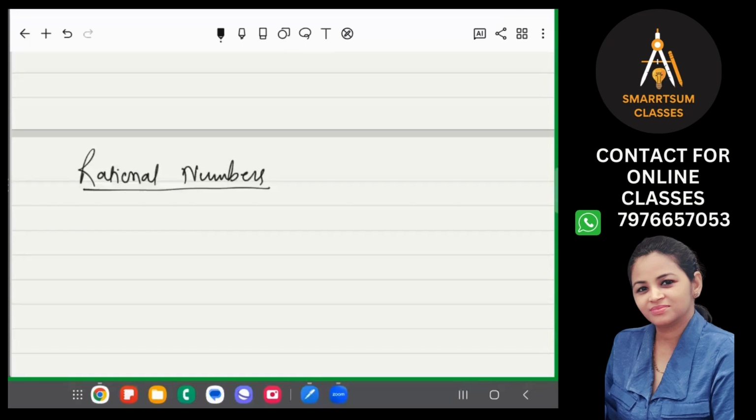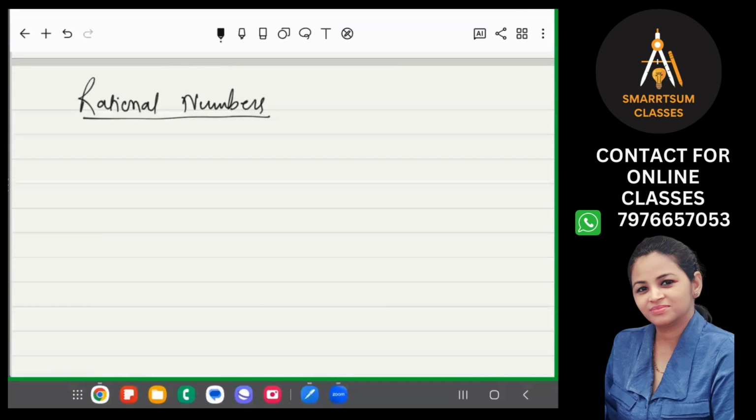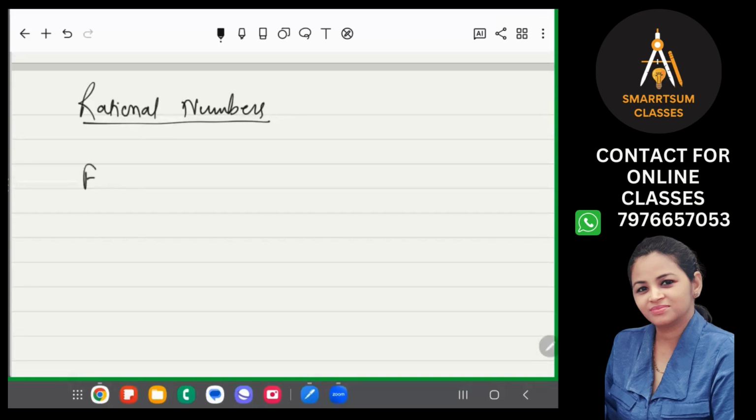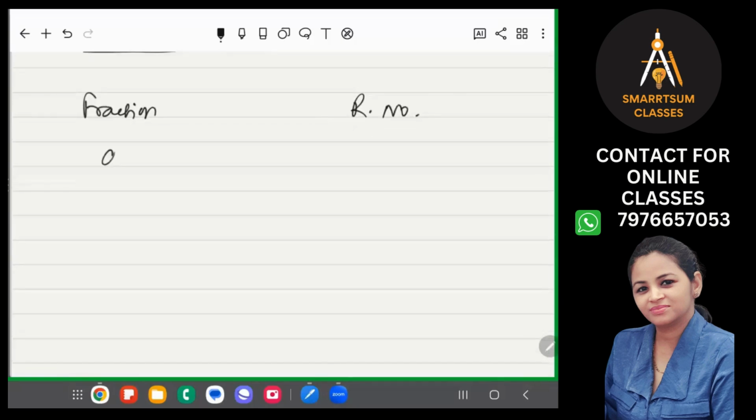Now, coming to rational numbers. So what are rational numbers? And what is the difference between a rational number and a fraction? Fraction and rational number, there is a difference. In fraction, we also have numerator and denominator. In rational number also we have a numerator and a denominator. But there is a difference, right?